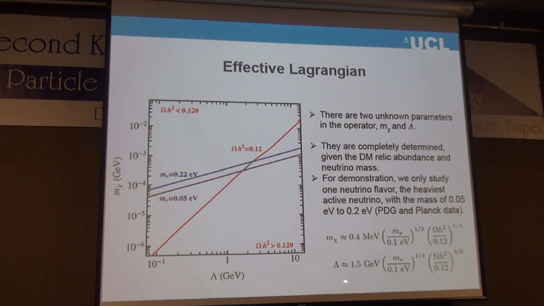Okay? So to give you an idea, we make a plot. This axis is m_chi, and this one is lambda. The blue line corresponds to the neutrino mass of 0.2 eV, and the other one is 5 times 10 to the minus 2. So the range is around here. And this one corresponds to the correct relic abundance, 0.12 from Planck. So this region corresponds to lambda roughly 1 GeV and m_chi of 0.4 MeV. That's the key point of this paper: we can predict the dark matter mass from the neutrino mass.